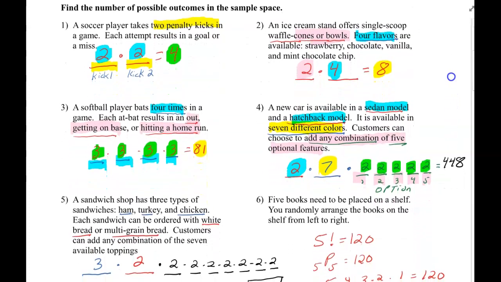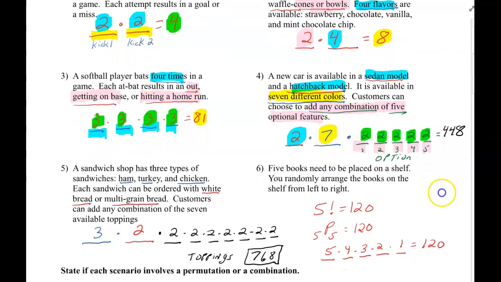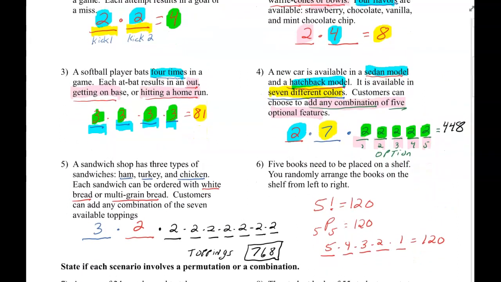Continuing on, problem 5 is similar to problem number 4. So if you look at that particular problem, for a sandwich, you had 3 choices for the meats. You had 2 different choices of bread, so that's the 2. And then for the toppings, you had 7 different toppings.